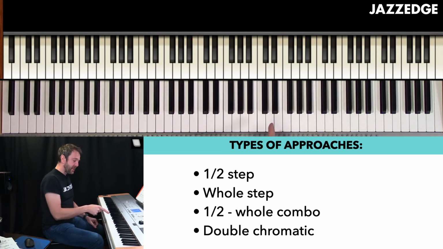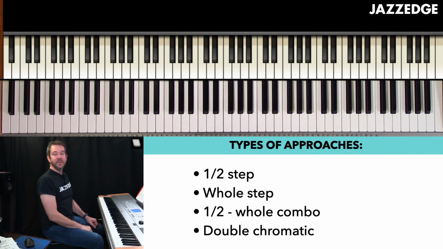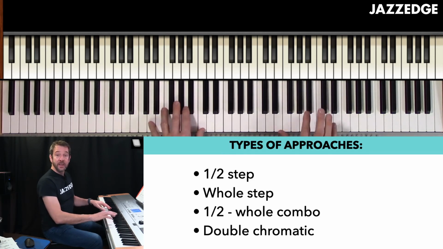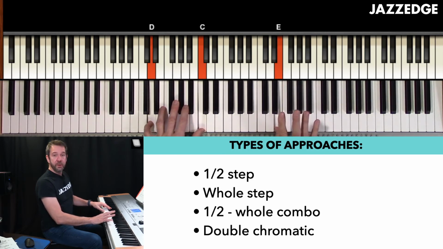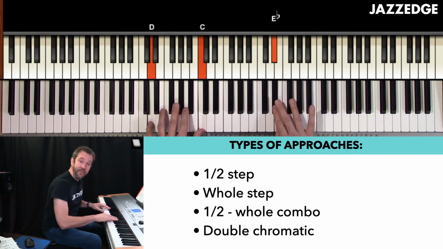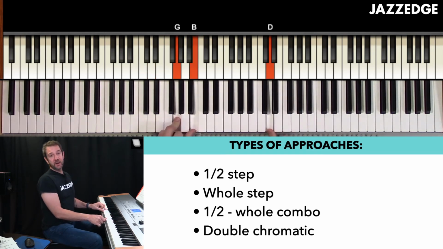So instead, since I want to get to that D, I will delay the resolution. And then I can go D, C, B, A, G, F, E. Whoa, I need one more note. So what do I do? Then go down to E flat and then resolve to D.